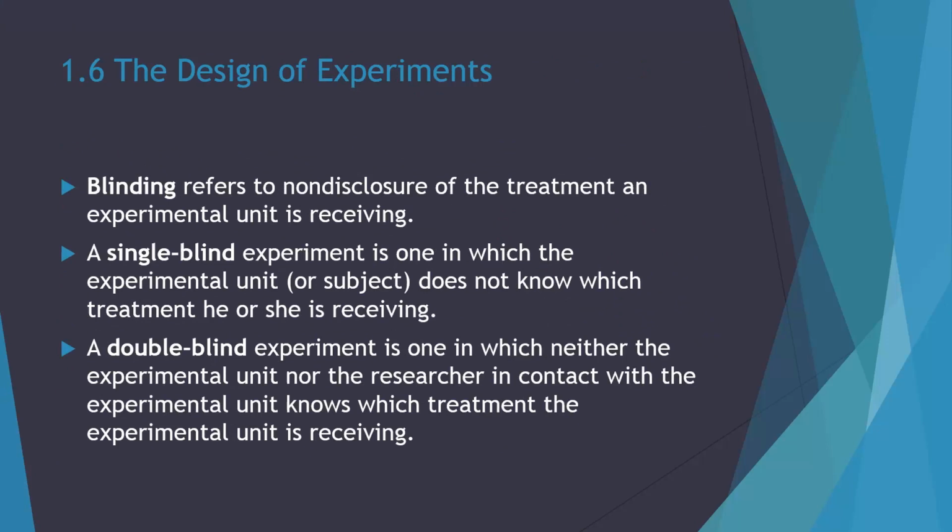Blinding refers to non-disclosure of the treatment an experimental unit is receiving. A single blind experiment is one in which the experimental unit or subject does not know which treatment he or she is receiving. Where a double blind, neither the experimental unit nor the researcher in contact with the experimental unit know which treatment the experimental unit is receiving. So this gives a good overview of some of the terminology from the chapter.